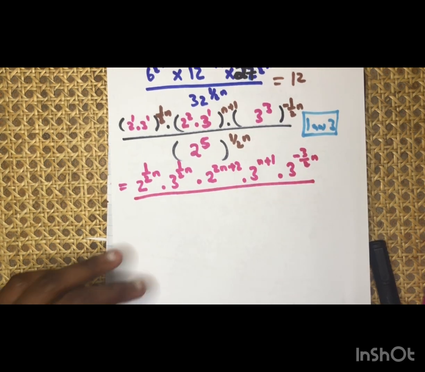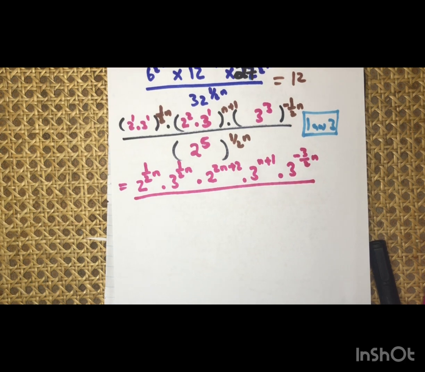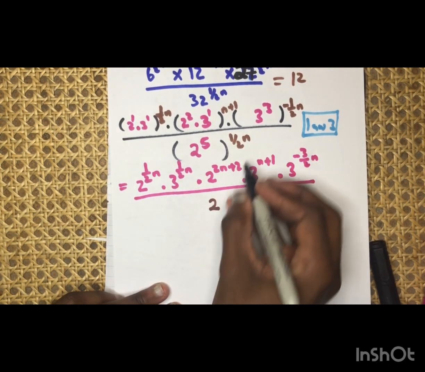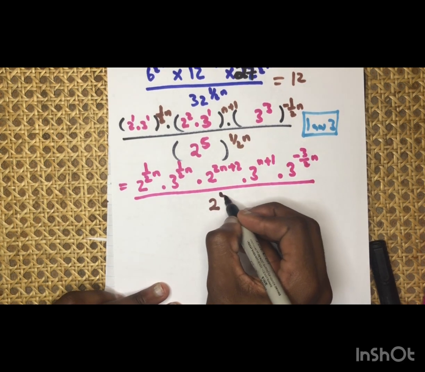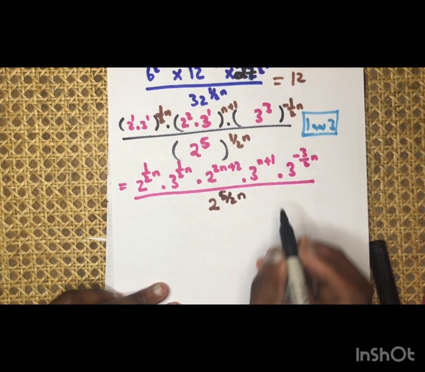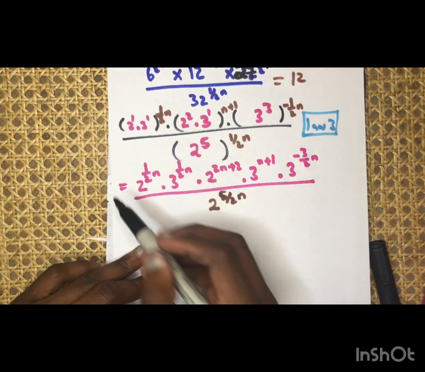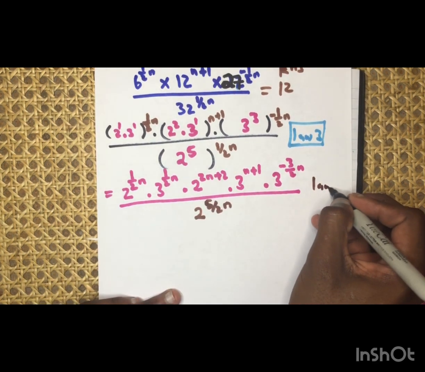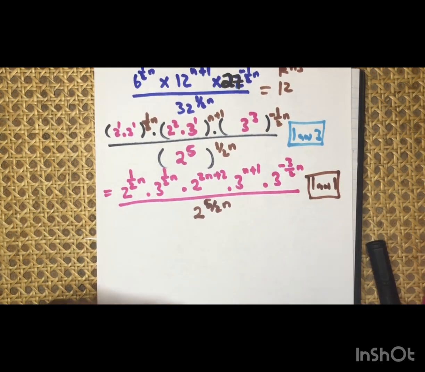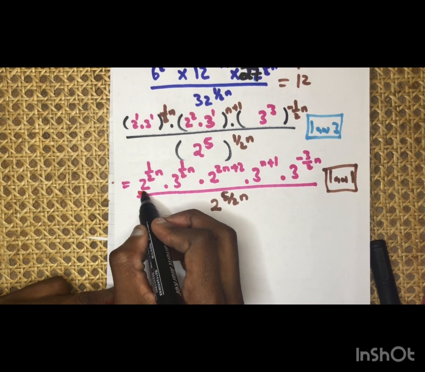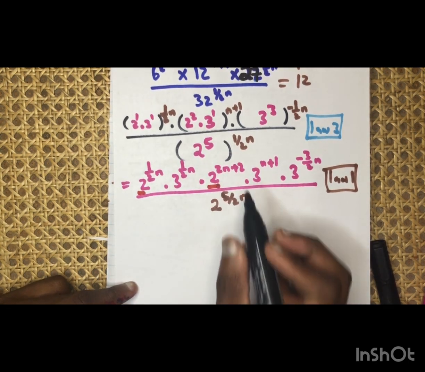All over. So what do we have here on the denominator? So I'm going to have 2. This 5 is going to multiply this half n. It's going to be 5 over 2n. Which law do I need to apply on the numerator? Yes, it's law number 1. When the bases are the same, you add the exponents. So where do we see the bases are the same? Now we see this one and this one.